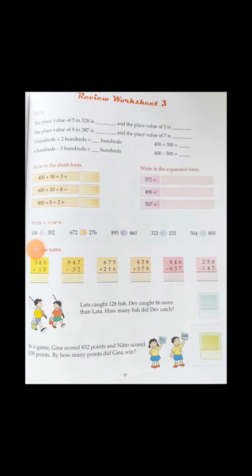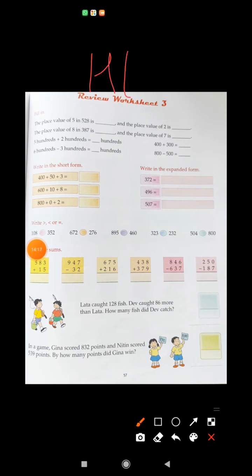Now page number 57. This page you will do yourself as homework. Revision worksheet 3. And the answers of this page I will give you in the next video. You have to do it in the book only, don't write in the copy for this page.